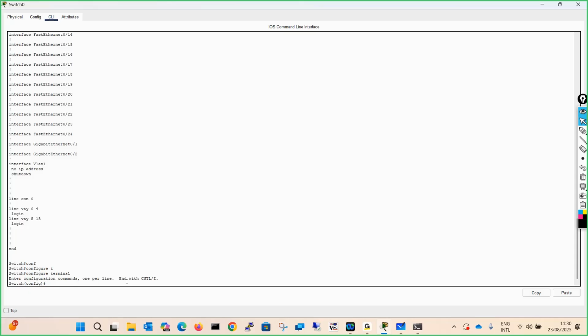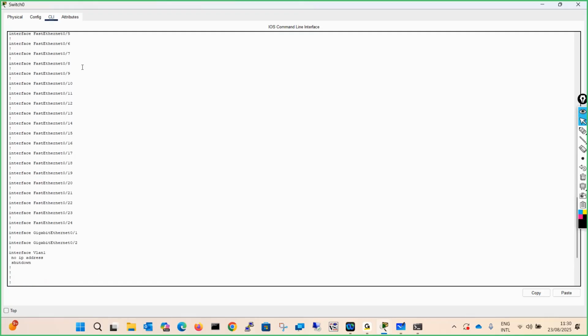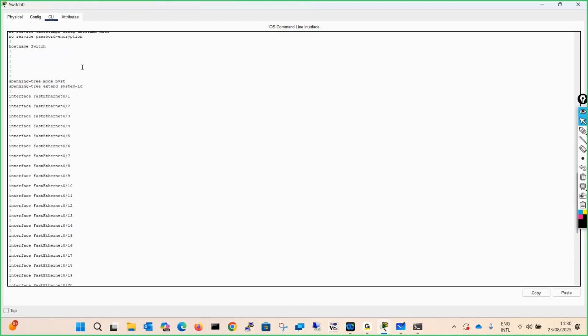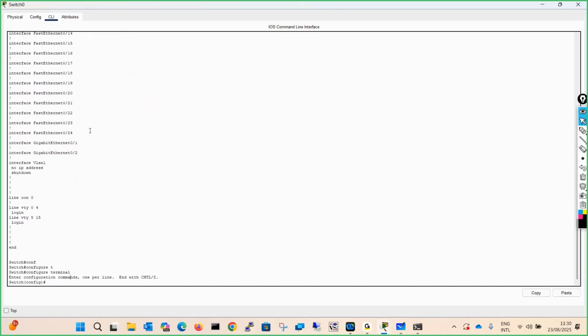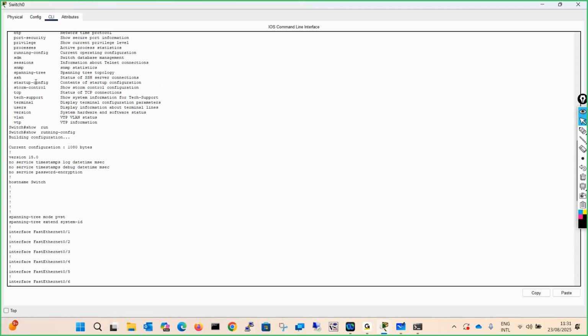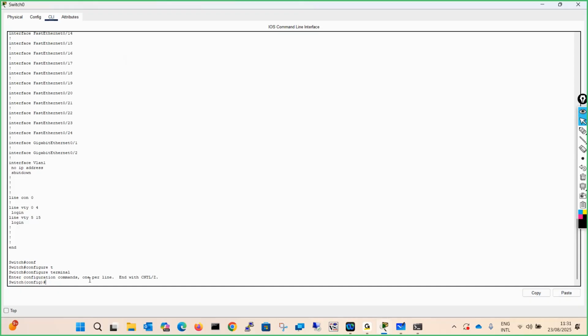Now the commands which you enter over here are basically used to configure your switch, global commands. And whatever changes you do over here will be seen in the running configuration. Whatever command you give over here will be reflected in show running configuration. If you want to see whether the changes are done or not, you will be able to see those changes.